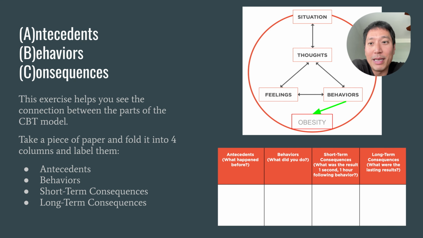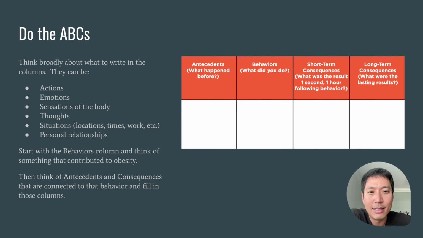So this is supposed to be an exercise that helps you get used to thinking in terms of the CBT model. So take a piece of paper and fold it into four columns and label them the way that you see with the columns here in front of you. On the left, you start with antecedents, and then you label behaviors, and then you label short term consequences, and then you label long term consequences. So think broadly about how to fill these columns in.